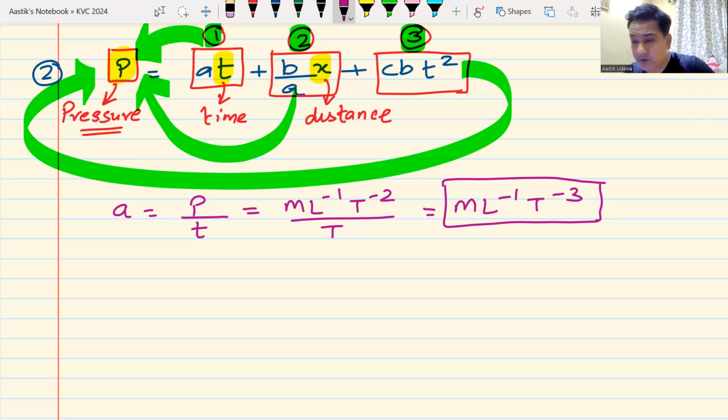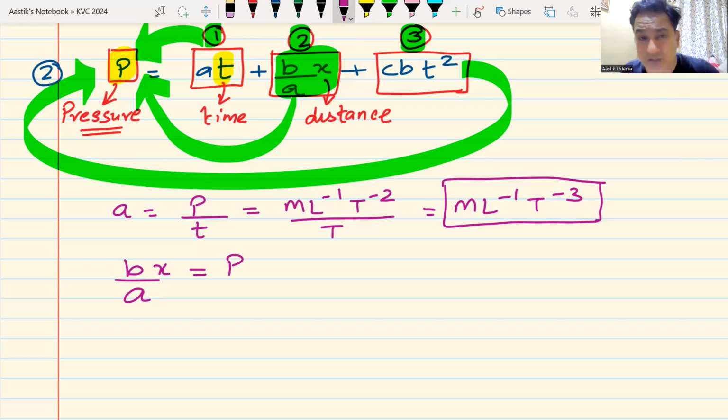How will you get the value of B? You look at box number 2, the green box. This box number 2, the dimension would be same as pressure. So I write box number 2 is B by A times X. This must be dimensionally equal to P.